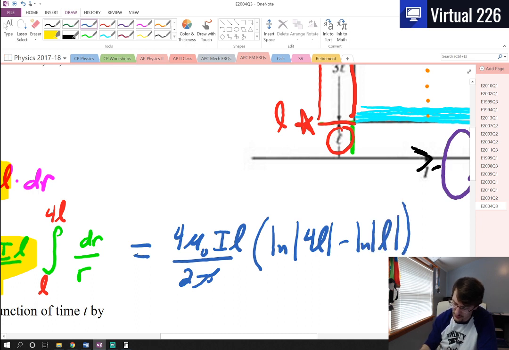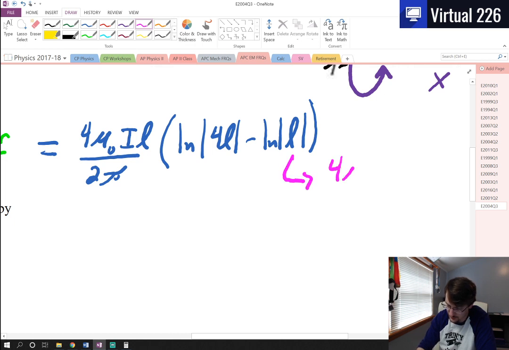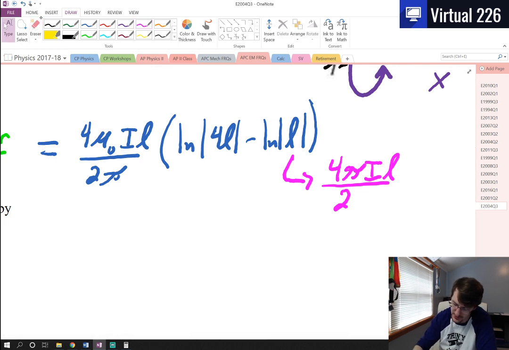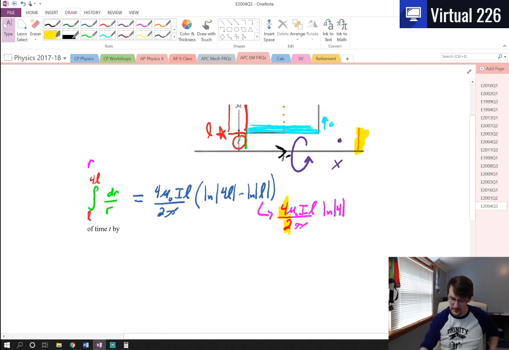And if we remember our log rules, when we subtract logs, we can divide them. When we divide 4L over L, we just get 4. So our final solution here can be 4 mu naught I L over 2 pi natural log of 4. Okay, so that's what we can get there for that answer. If we wanted to reduce this, say 2 over 1, we could do that. I'm not going to bother.